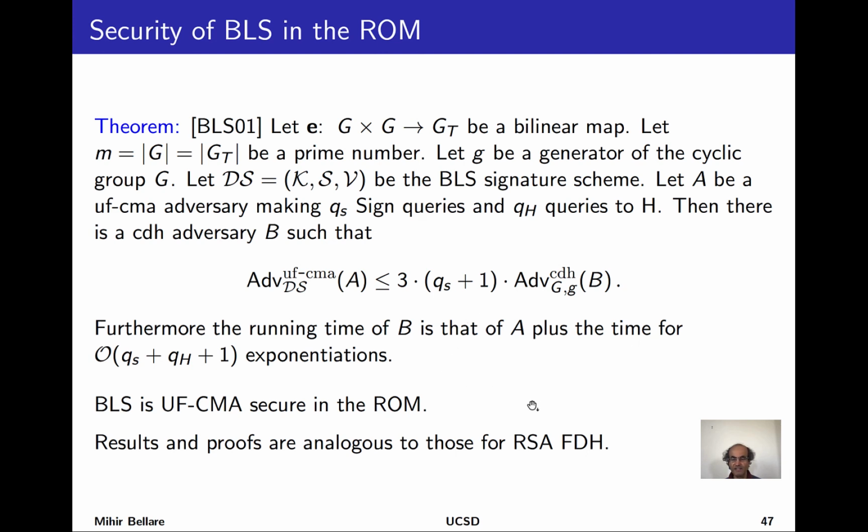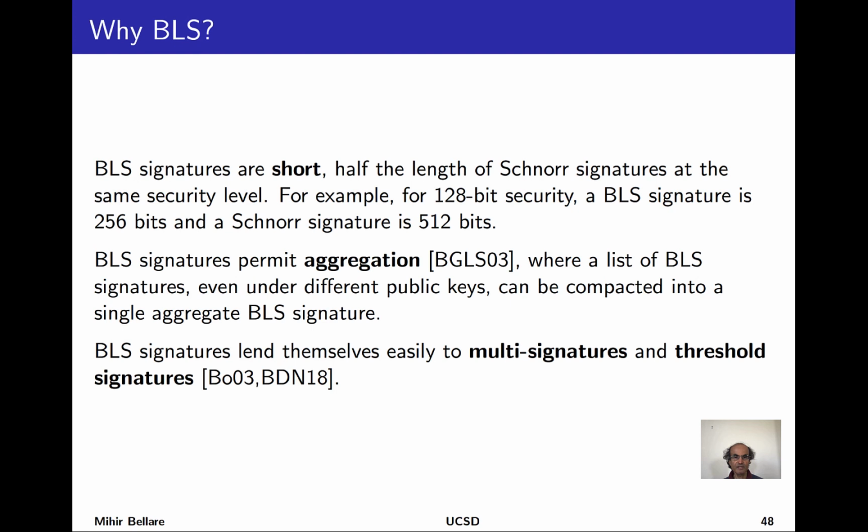This is very analogous to RSA full domain hash. If you remember there, we saw two theorems, one with a slightly larger factor here and then one with this factor. And the same path can be followed here, and I've only stated the somewhat better one. But the bottom line takeaway is that BLS is UF-CMA secure in the random oracle model, assuming CDH is hard in the first group.